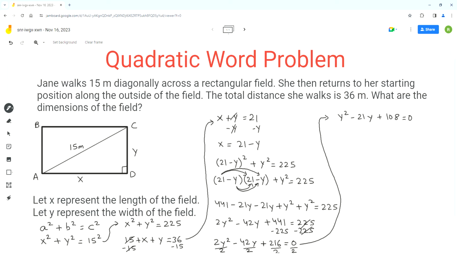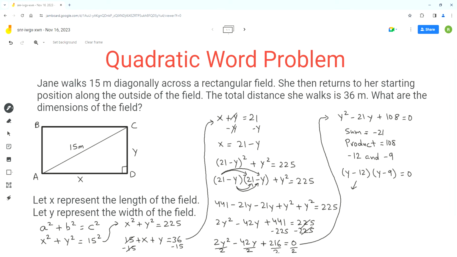So here we have to use the sum and the product rule to factor this equation. So we have to find two numbers whose sum is negative 21 and product is 108. The two numbers that come to my mind are negative 12 and negative 9. We can also use the quadratic formula. If you are not able to factor this equation, you will get the same answer. So the factored form will be (y minus 12) times (y minus 9) equals 0.